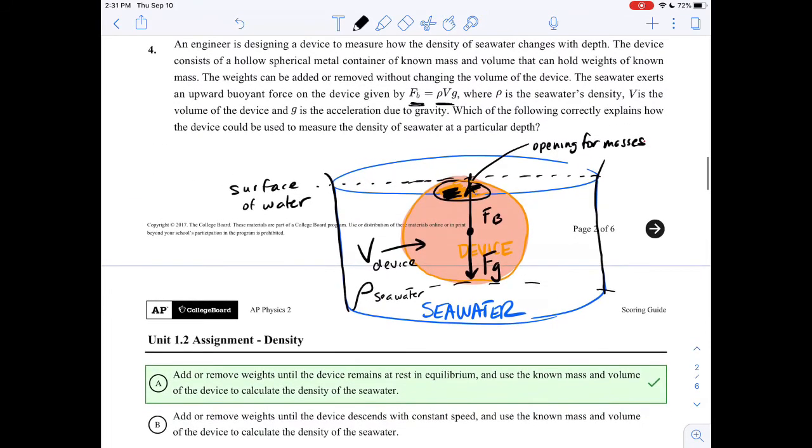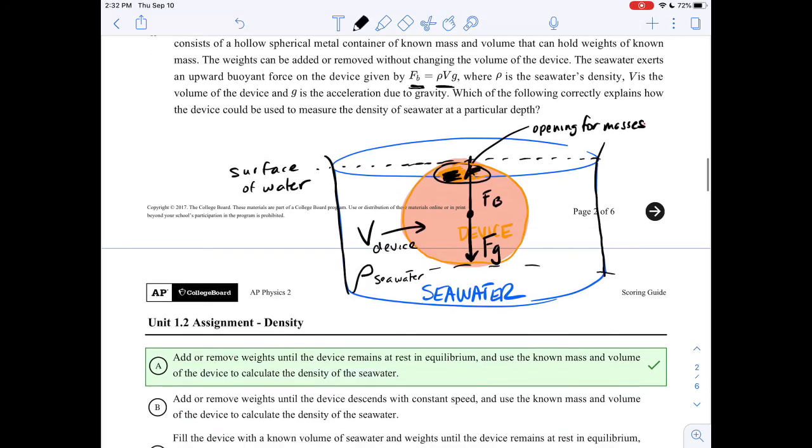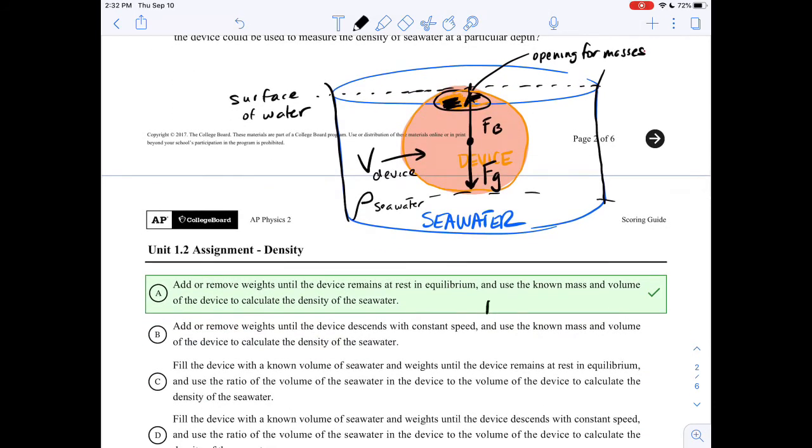And again, we would be able to do that because we know that the buoyant force equals rho Vg. That's rho is what we're looking for. And the buoyant force also equals the mass times g. So basically, if I had the volume and if I had the mass and g would cancel out, I would be able to find that density.